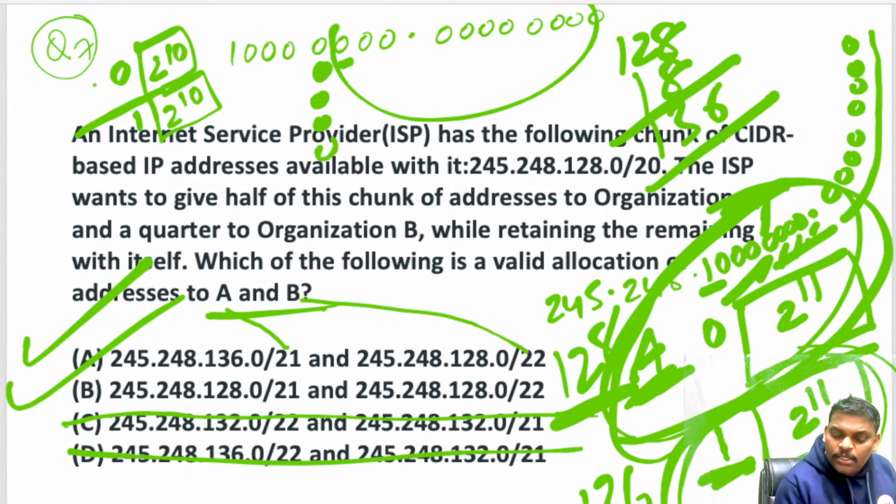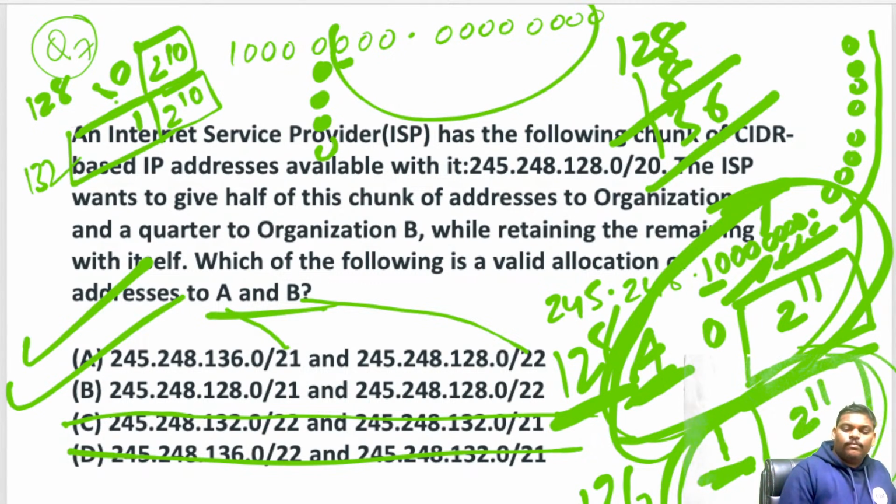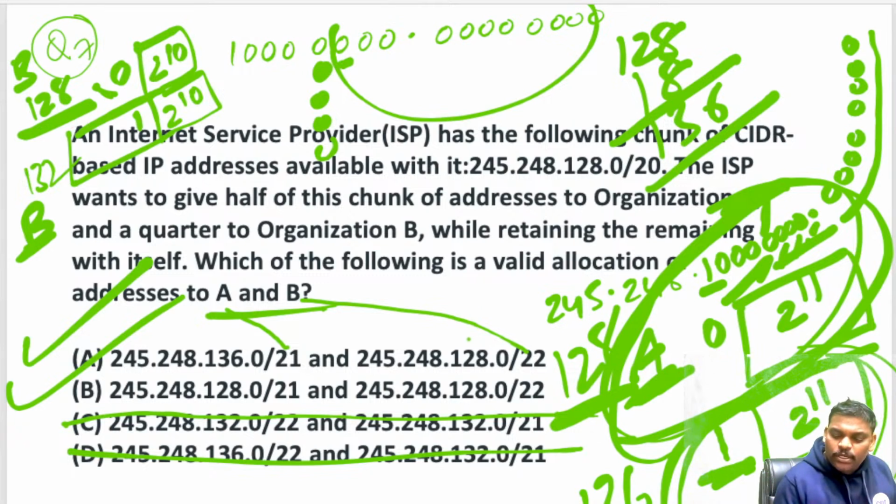If the third bit is 0, 2 power 10, what is the starting number? 128. If the third bit is 1, what is the starting number? 0, 1, 2, so 4. So 132. So B will be either 128 or 132.